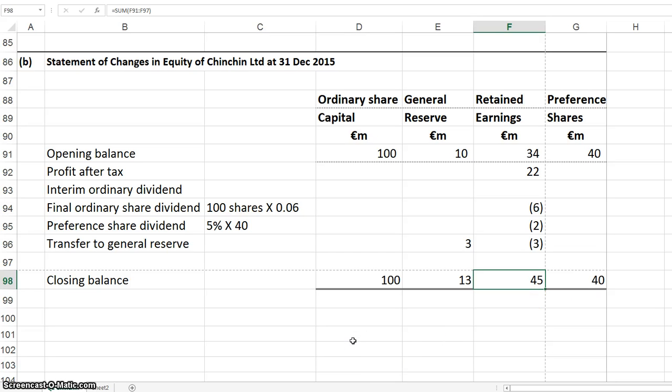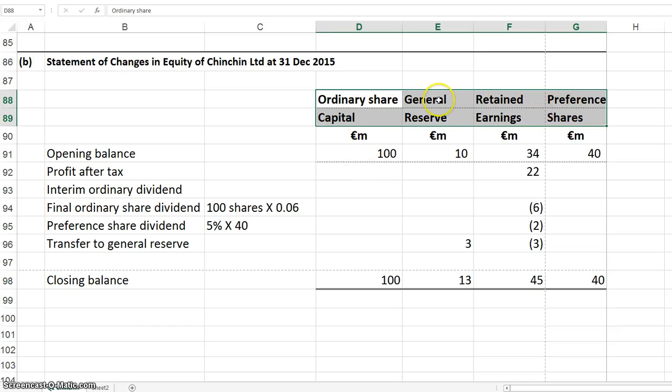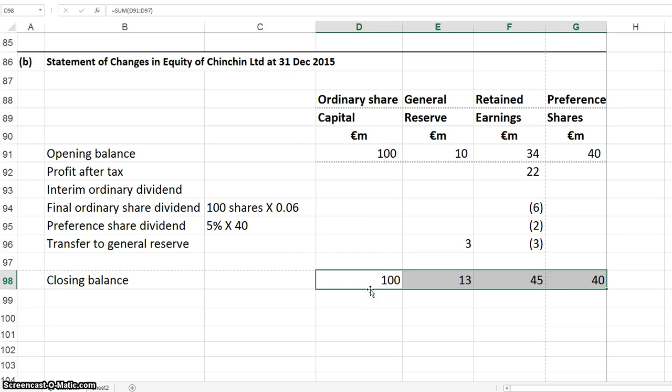And when you're doing the statement of financial position and there's a section for equity, these are the lines that go in for equity, and it's the closing balances you put in for that. But I'll come back to that when we do that in the next screencast.